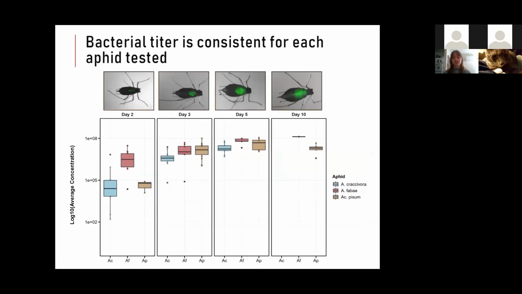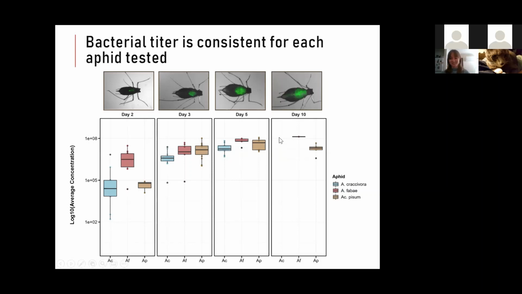And if we actually quantify this, you notice that there is a lot of consistency in the pattern of this colonization, where it increases over time in all of these different species. On the y-axis here, I have the log 10 of the average concentration in each aphid, with CFU per aphid being the units there. And it tends to reach a titer of about 10 to the 7th to 10 to the 8th CFU per aphid, and that's pretty consistent for each species.